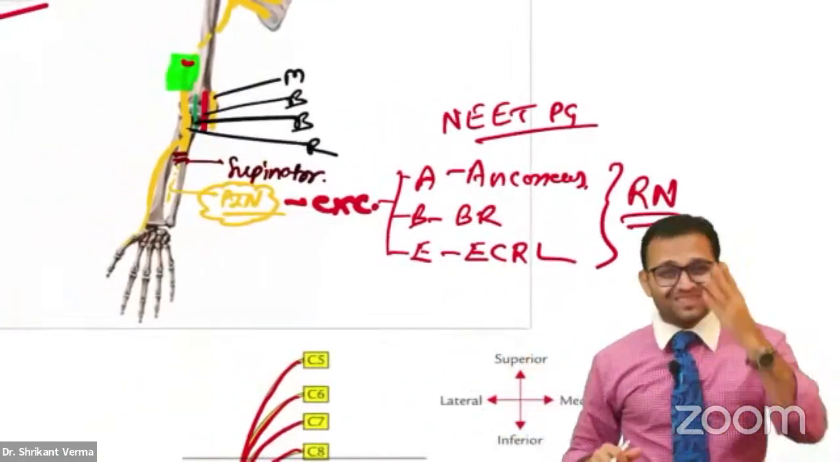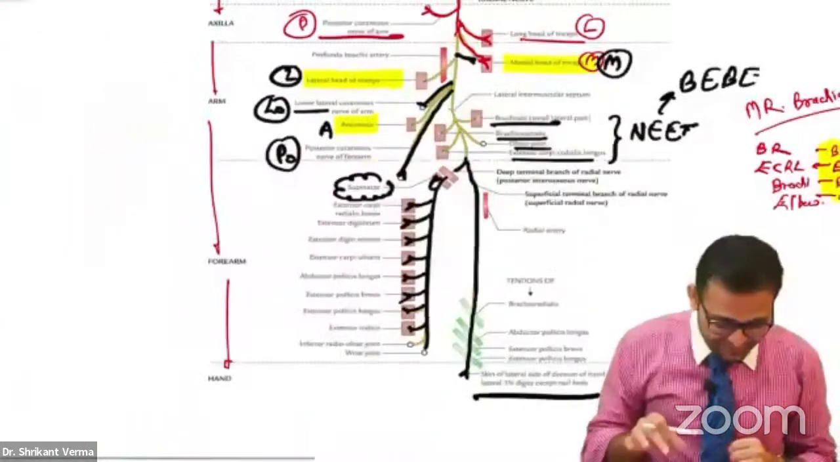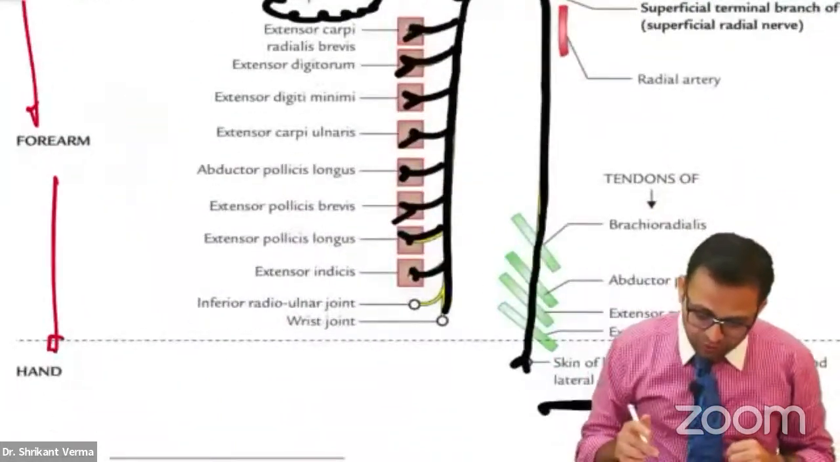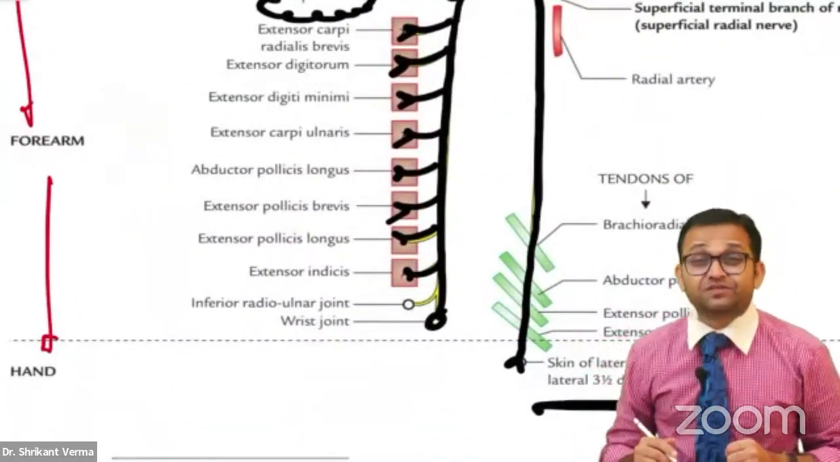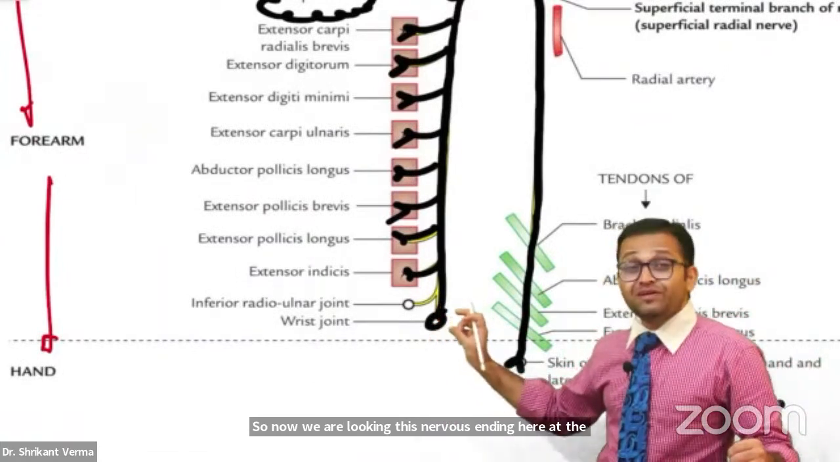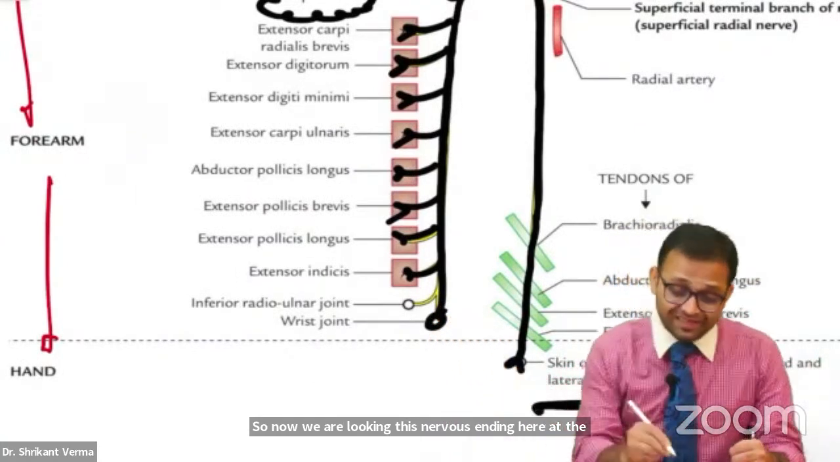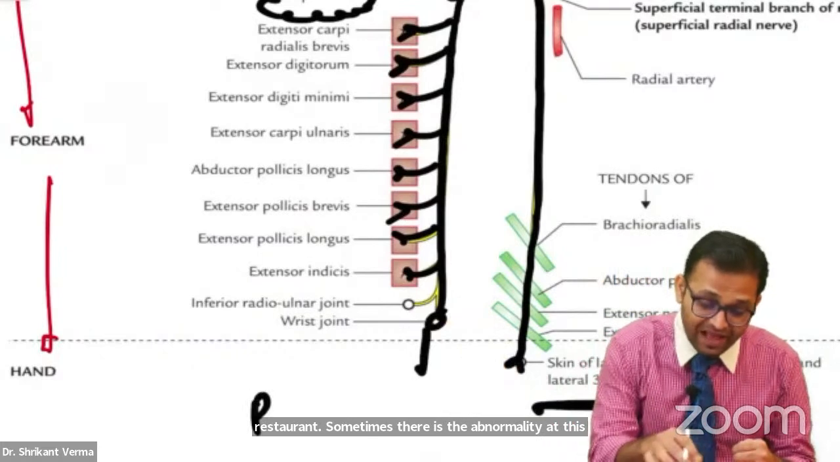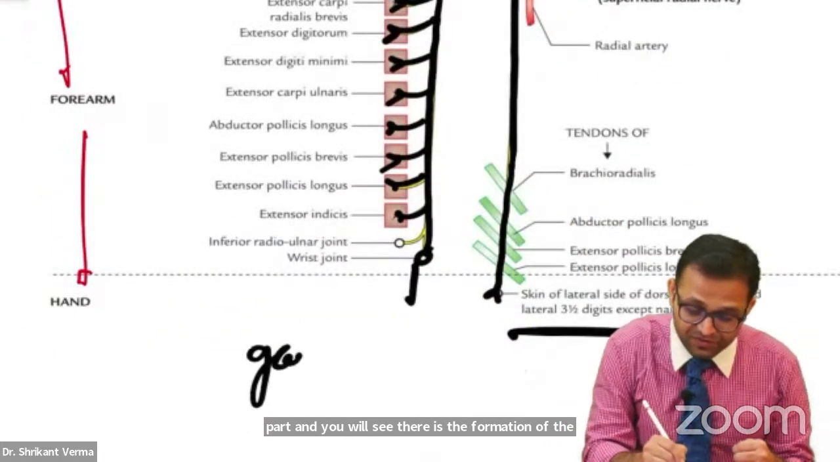So remember Moin Akhtar Saab, the great actor. Now we are looking at this nerve ending here at the wrist. Sometimes there is an abnormality at this part, and you will see the formation of a ganglionic cyst.